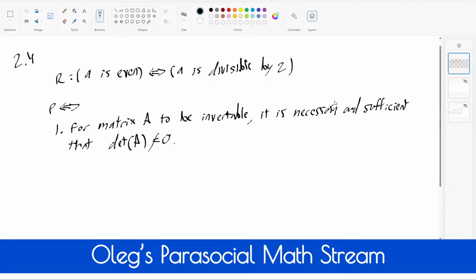For P, it is necessary and sufficient that Q. So after the word that, this is going to be our Q. Before the words it is necessary, this is going to be our P. Now we take these two, the phrase it is necessary and sufficient that gets dropped, and we rewrite it as P if and only if Q. So we just have to put those words in that order. So it's going to be for matrix.